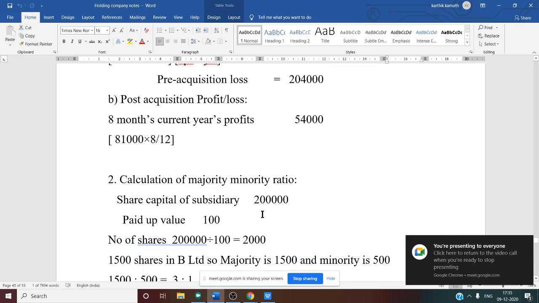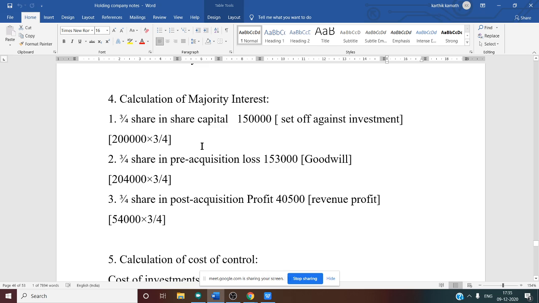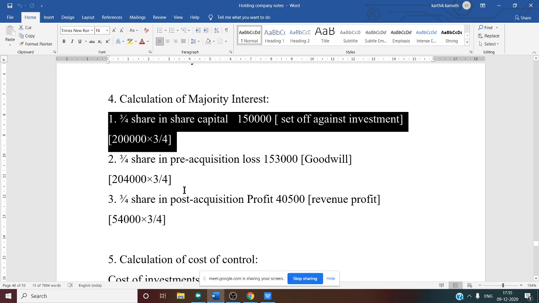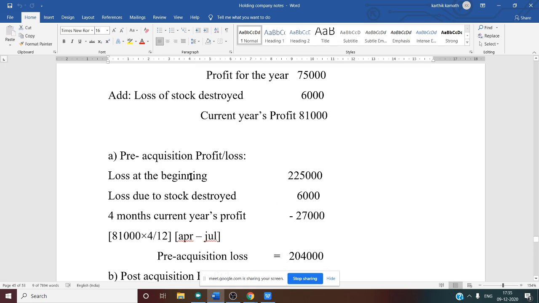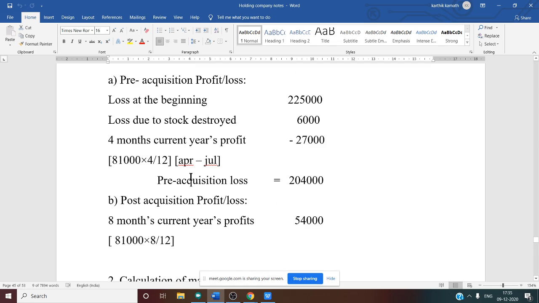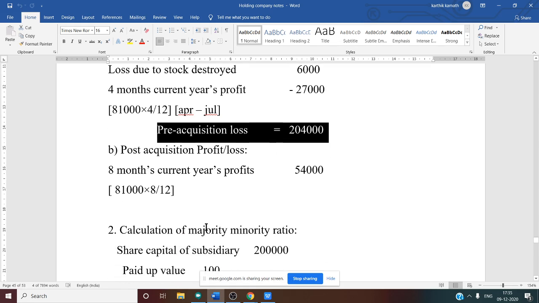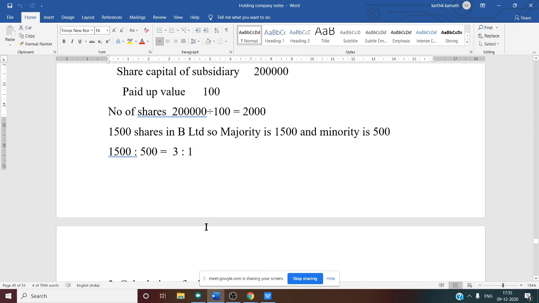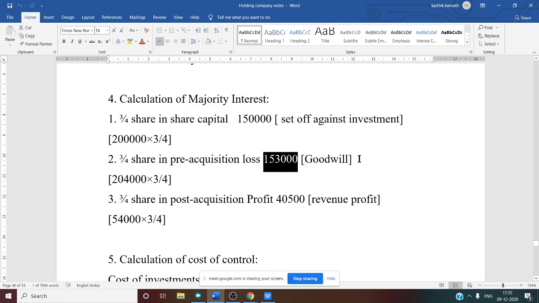So we were discussing the majority interest working note. There we discussed this first point. Next thing we have to see here is whether there is a pre-acquisition profit or loss. Previous working note, once again we will see. There we got a pre-acquisition loss. So again pre-acquisition loss means capital loss. Capital loss is equal to goodwill. So 2,04,000 into 3 by 4. What is the share in the pre-acquisition loss? That is 1,53,000. Directly in front of that you can write goodwill.